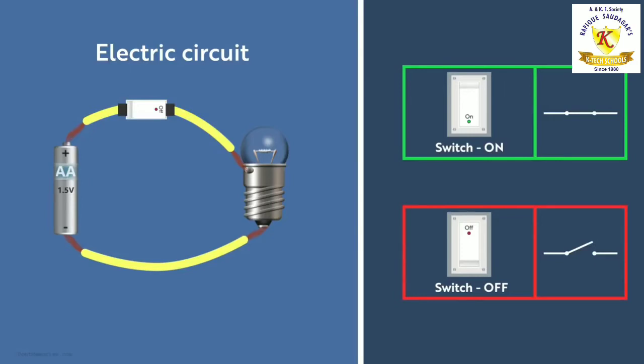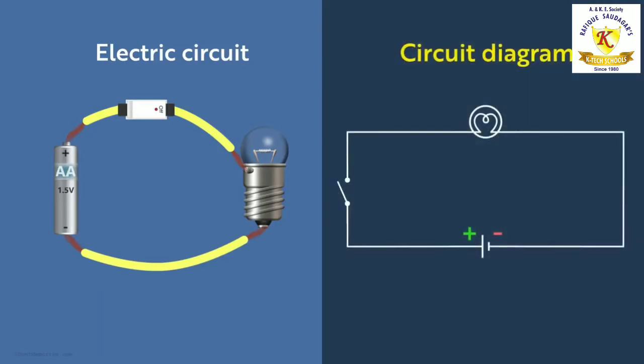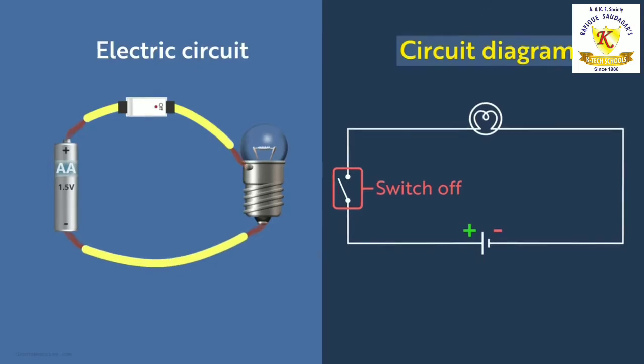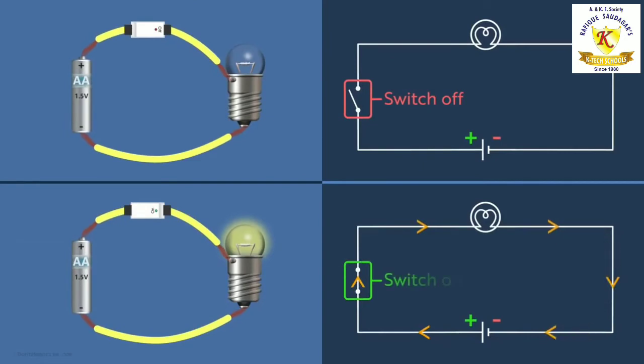If we were to draw a circuit diagram for this circuit, then here is what it will look like. Note that there will be two circuit diagrams for this. This is when the switch is off and the electric current is not flowing through the circuit. We see that no arrowheads are shown here. And this circuit diagram is when the switch is on. Here the circuit is complete and the current is flowing.